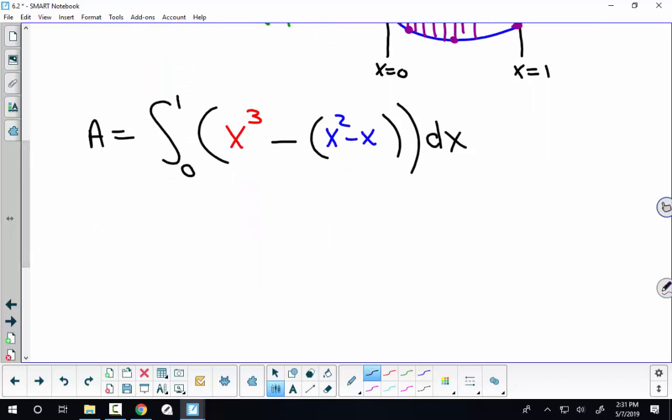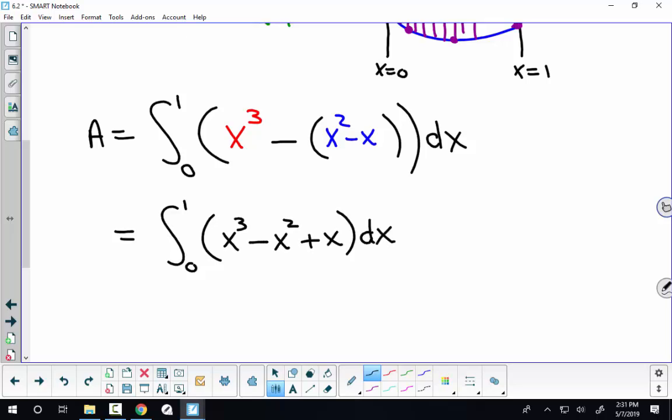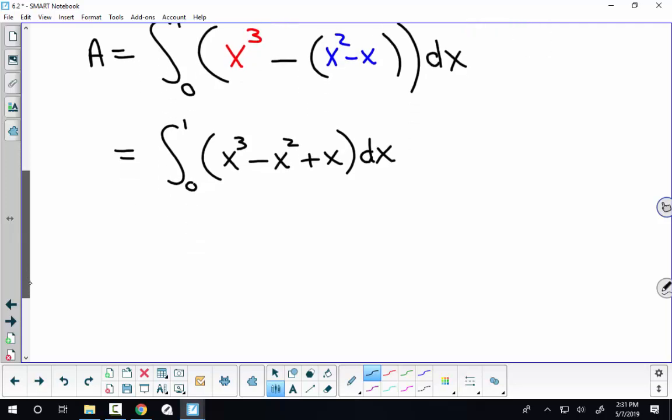Okay, so in order to integrate this, we're just going to combine what we can combine, if anything, and then use our power rule here. So we have x cubed minus x squared plus x, which we can use the power rule on all of those. So we have x to the fourth over 4 minus x cubed over 3 plus x squared over 2, evaluated from 0 to 1.